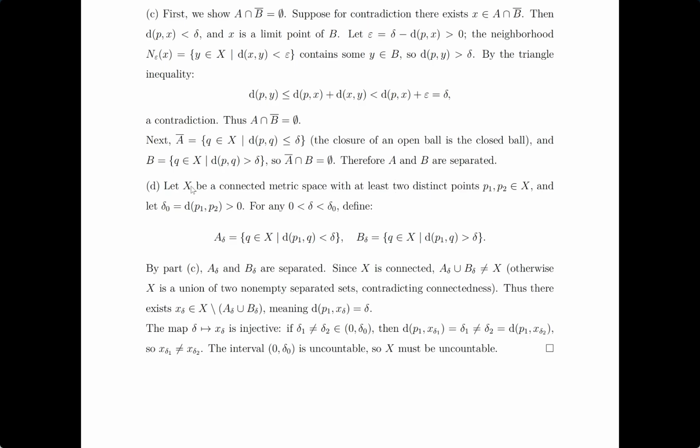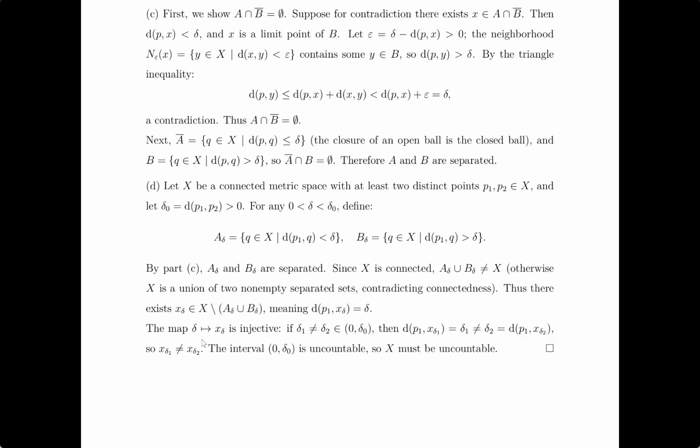Let delta 0 equal d(p1,p2), which is larger than 0. For any delta larger than 0 and less than delta 0, define A delta and B delta like this. By the previous part, A delta and B delta are separated, and we know that X is connected, so the union of A delta and B delta is not equal to X.